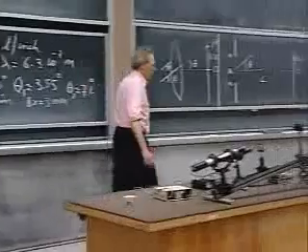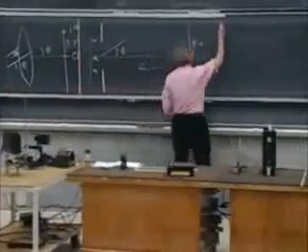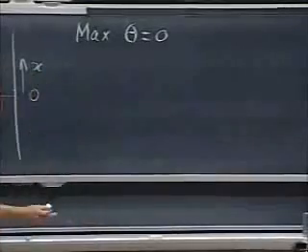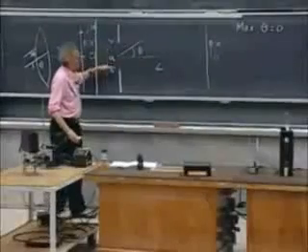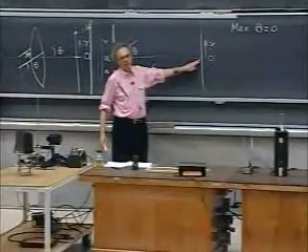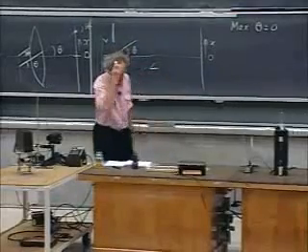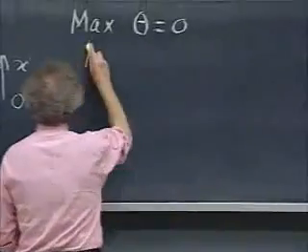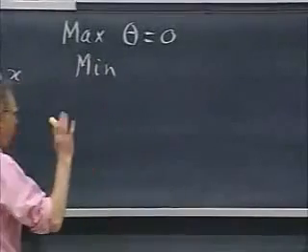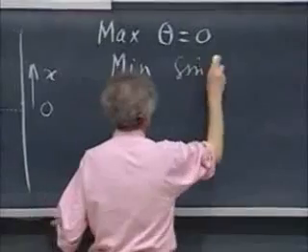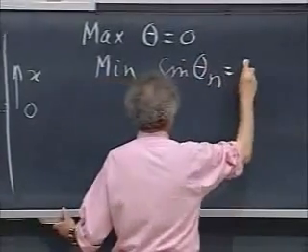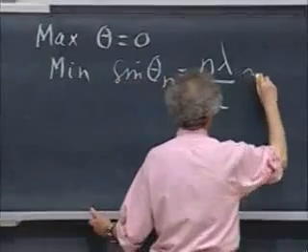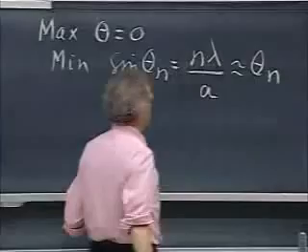One thing is obvious, and that is that you've got to get a maximum that is non-negotiable when theta equals 0. That's simply a matter of symmetry of the problem. If all these sources are in phase, clearly you're going to get a maximum here. No one will question that. The minima is very tricky. And the minima will fall at the following locations. The sine of theta n equals n times lambda divided by a. And for small angle approximation, this is the same as theta n in radians.